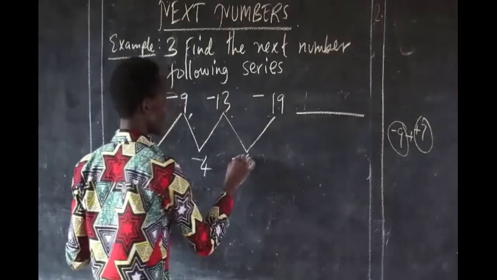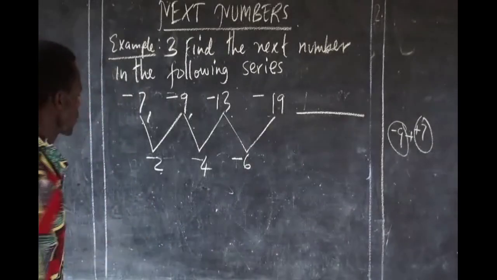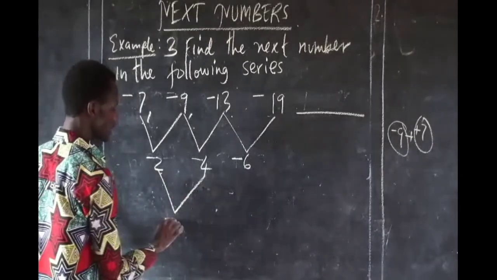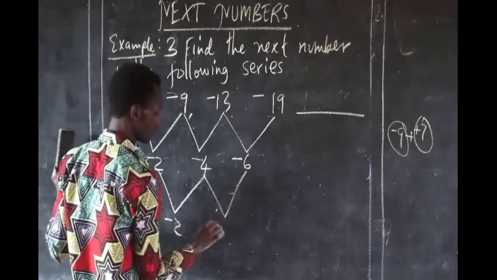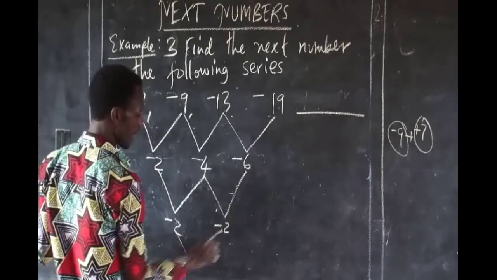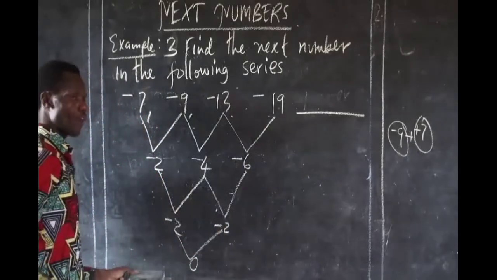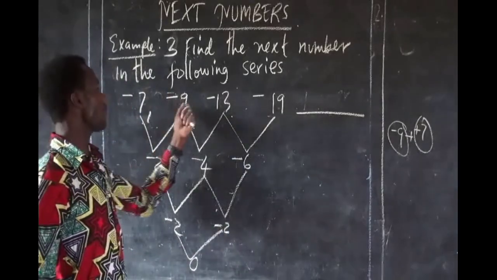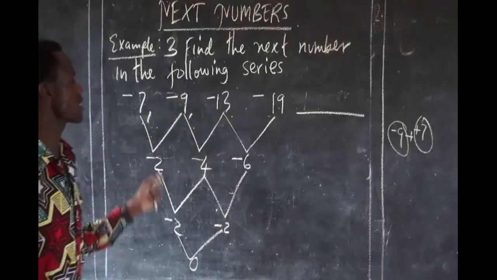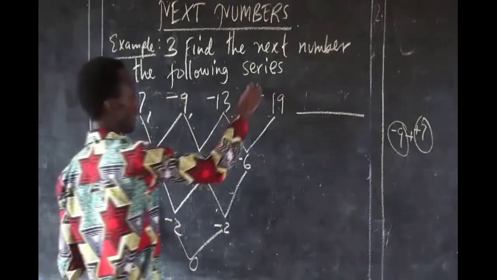Now it is -6. Now you look at the difference also here, you will find it is -2, here it is -2. Now, the difference here is 0. After you find the difference between the number after and the number before, we just subtract the last number.